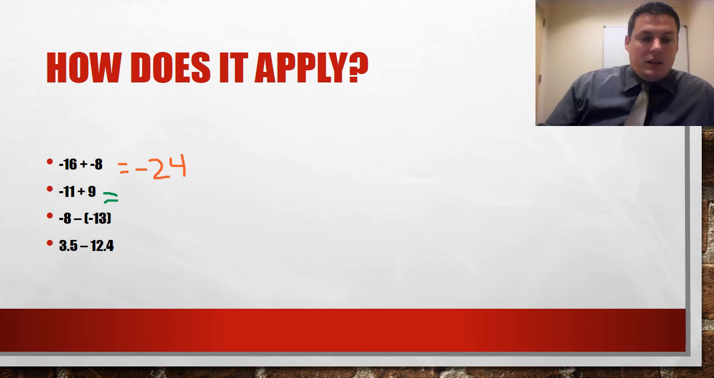The second one, signs are different, so we want to subtract. 11 minus 9 is 2, but the larger number is negative, so we're going to keep the negative sign.